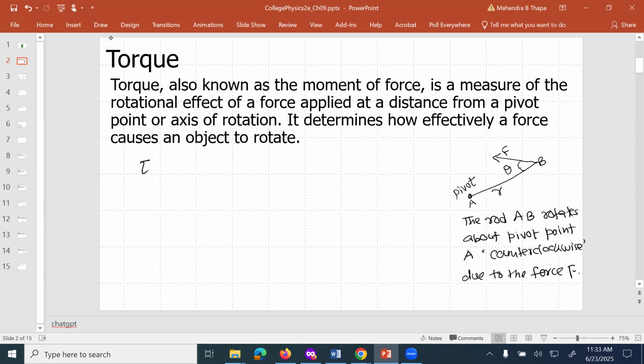Okay, so the torque that gives the turning effect of the force is defined as R times F and sine theta. This tau is the symbol for torque. Torque about pivot point. Okay.